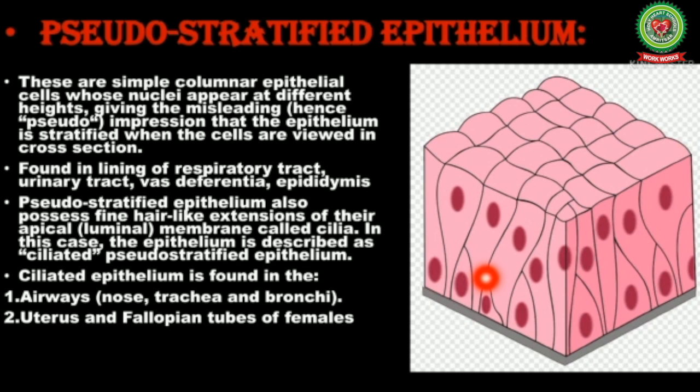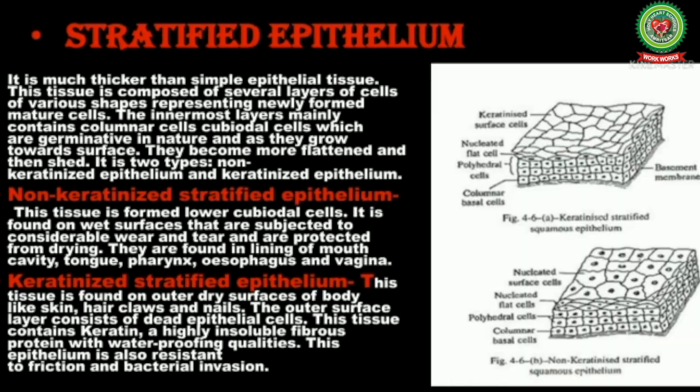Pseudostratified epithelium may also possess fine hair-like extensions of the apical membrane called cilia. In this case, the epithelium is described as ciliated pseudostratified epithelium. Ciliated epithelium is found in the airways, that is nose, trachea and bronchi, and in the uterus and fallopian tubes of females.